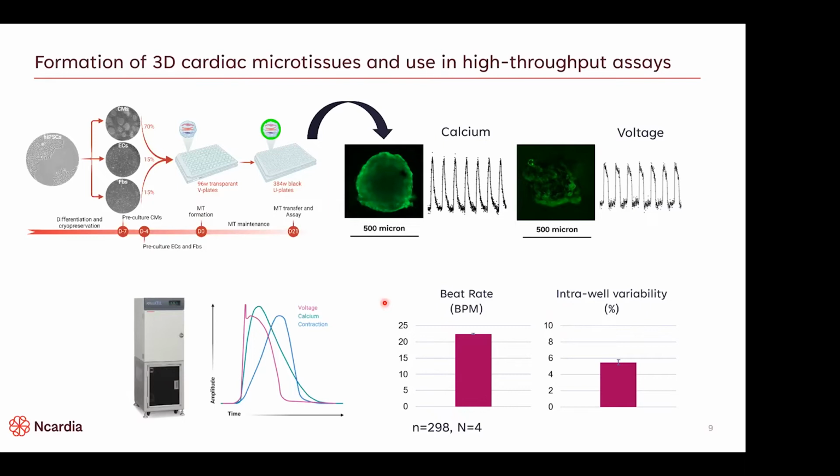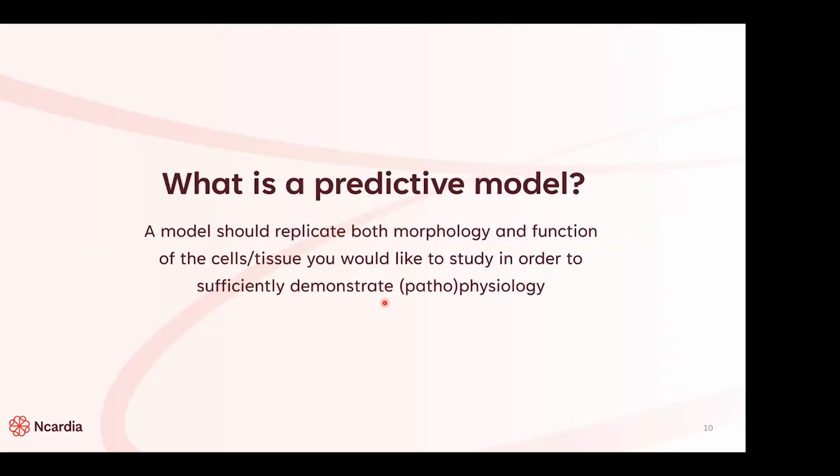Now that we have developed different readouts, we were interested in whether these microtissues are good at predicting certain drug responses. For that, we asked ourselves the question: what is a predictive model? If we follow the literature, it's pretty clear that a predictive model should replicate both the morphology as well as the function of the cells or tissue that you would like to study, in order to sufficiently demonstrate the physiology or pathophysiology.